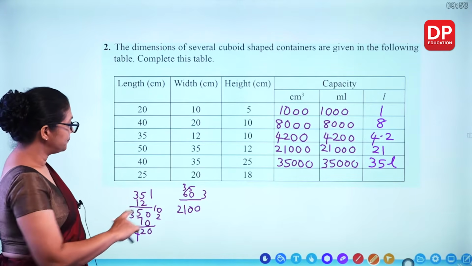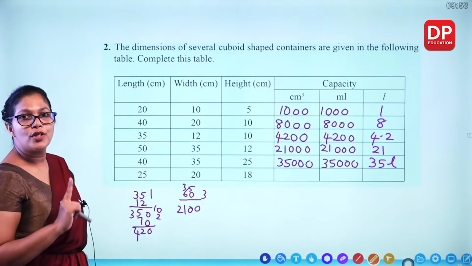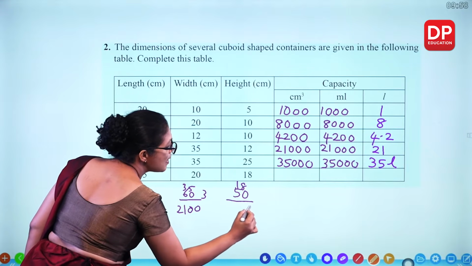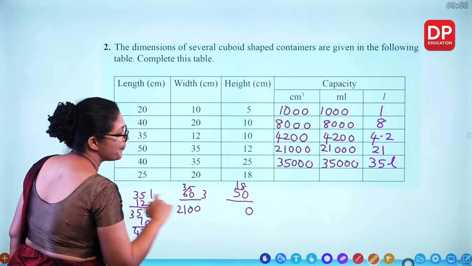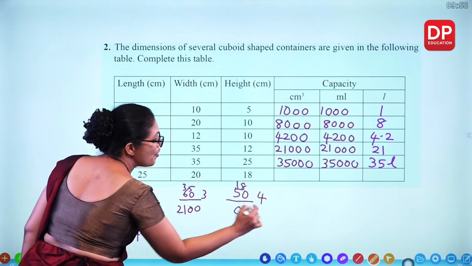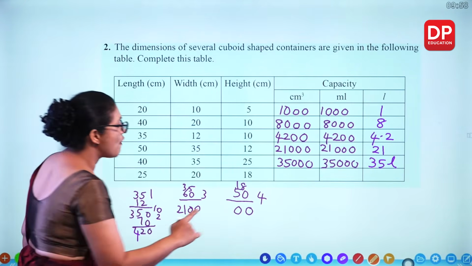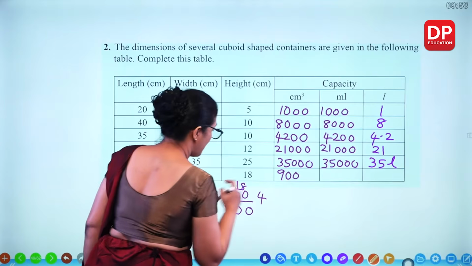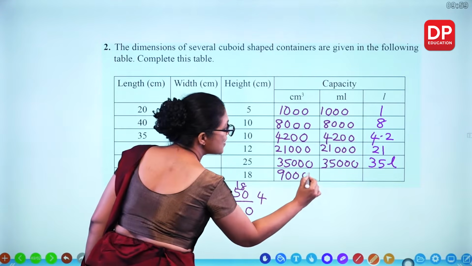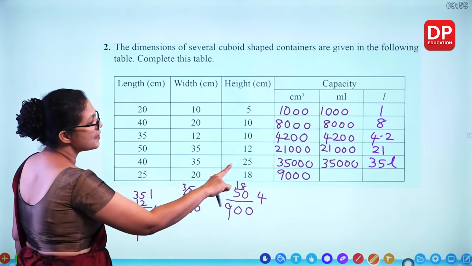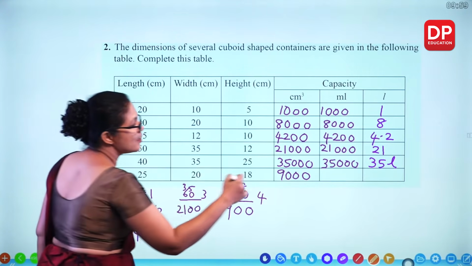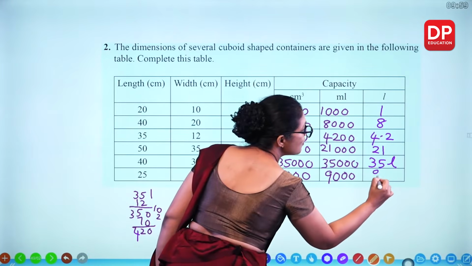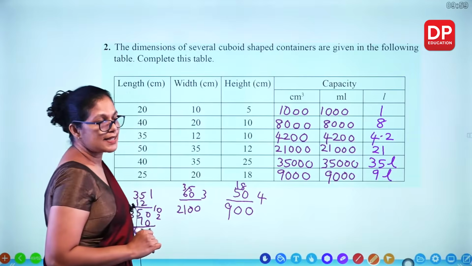Look at this one. 25 times 2, you get 50. 50 times 18, that means multiply by 5 and put a 0. 5 times 8, 40. 4 remaining. 5 times 1, 5. 5 plus 4, 9. So 900, and you need to put another 0. Now convert to milliliters. You get the same answer. Divide by 1000, you get 9 liters.